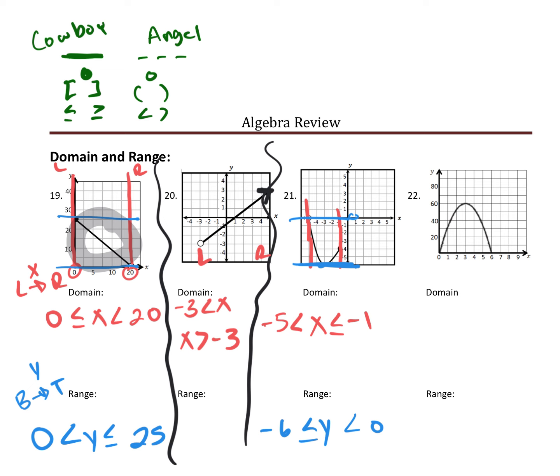For range, it's the same thing. Y is greater than -3 also, because that's my lowest point. I go above that.